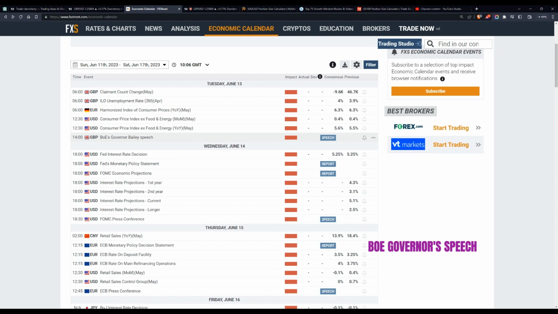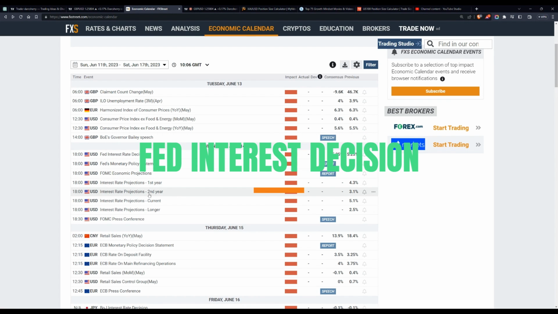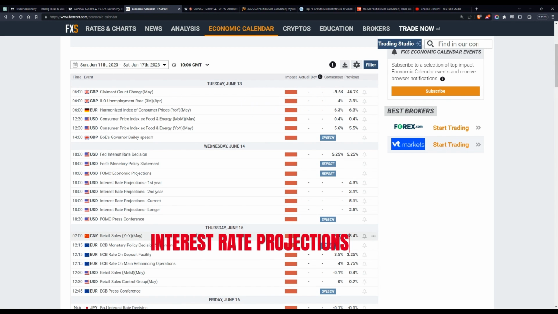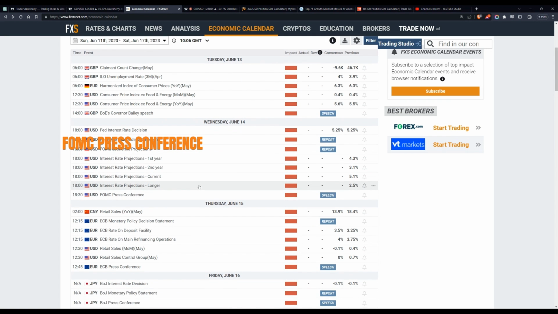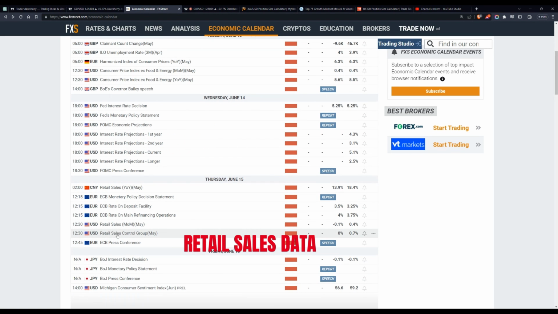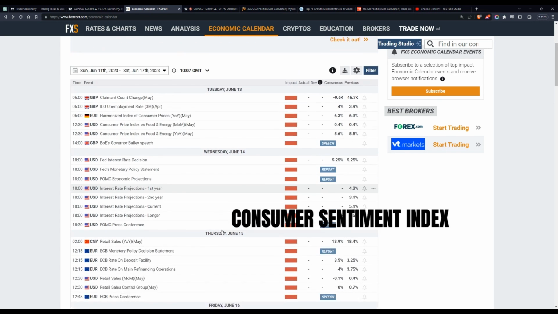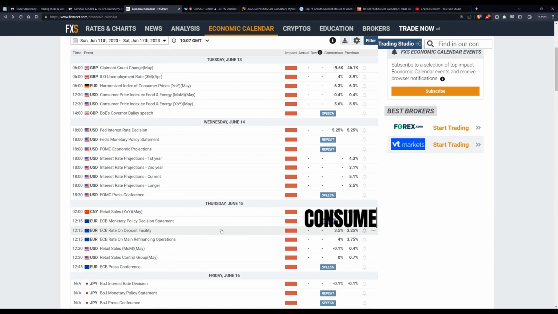Then the key day is coming on Wednesday, that's June 14th, when we are going to be having an insight into the Fed's interest rate decision, which the majority of the market has been looking forward to. So we have the Fed monetary policy statement, FOMC economic projection, interest rate projection, and the FOMC press conference. Then on Thursday, we have the retail sales coming from the US docket. And on Friday, we have the publication from Michigan, that is the Consumer Sentiment Index. So these are very high impact events that we all want to be anticipating.